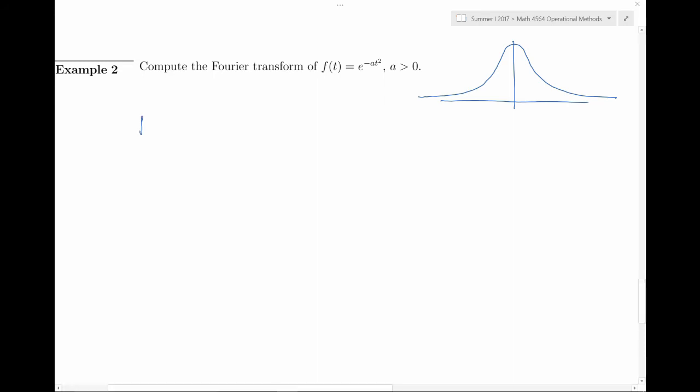So what would be the f hat of omega, which is the Fourier transform of this function, which is the integral from -infinity to infinity of e to the minus a t squared times e to the minus i omega t dt. Well, one thing I want to do is join the exponential terms. So this is just going to be the integral of e to the minus, and then inside the parentheses I have a t squared plus i omega t.